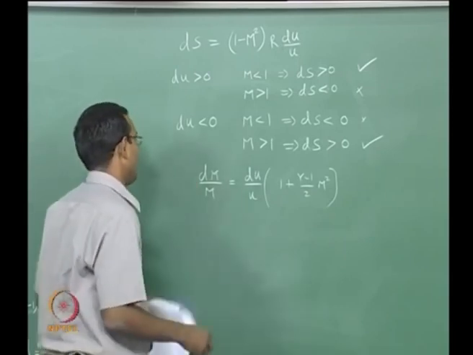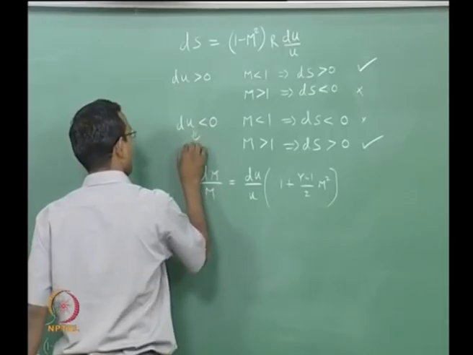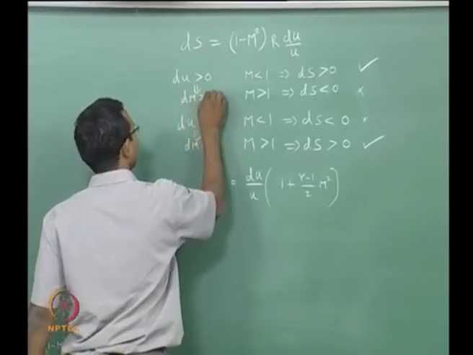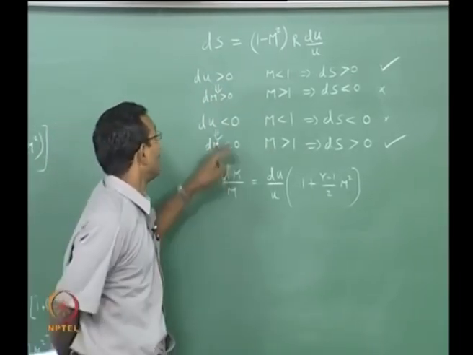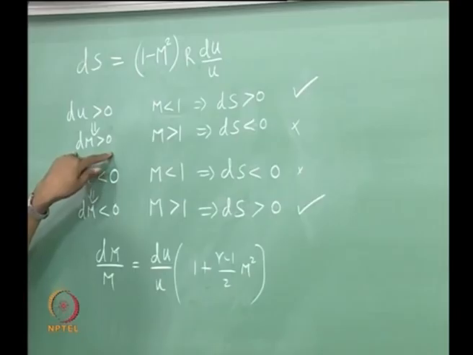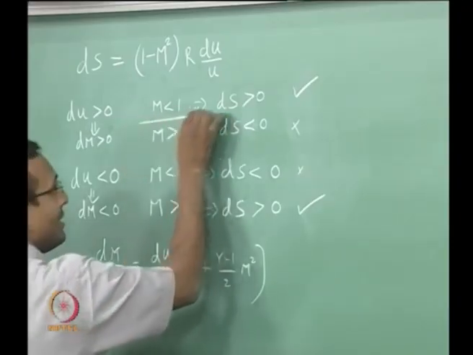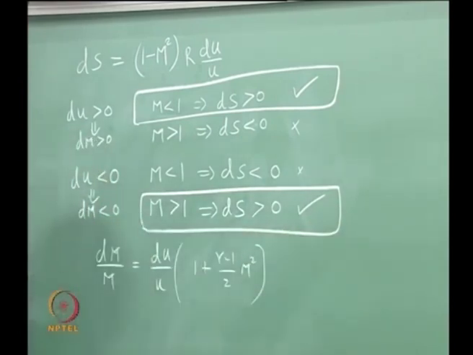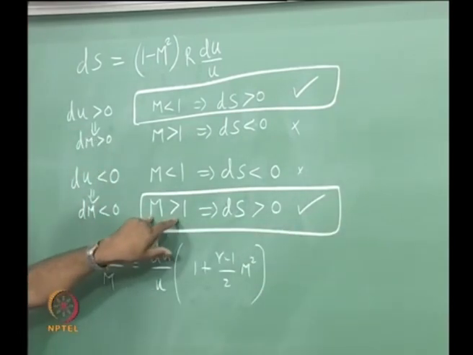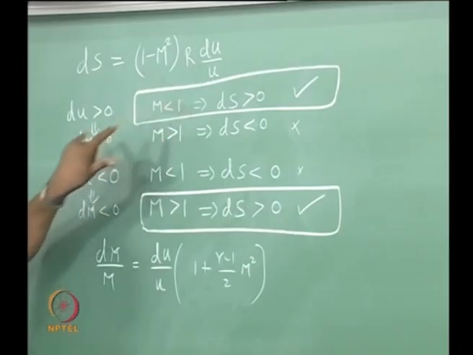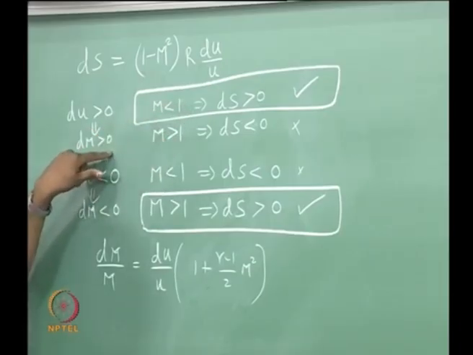Now I will tell this also means that dM less than 0, this means that dM greater than 0. That is, if I see that my Mach number is less than 1, it can only increase Mach number. I will just underline the cases which are possible in nature, only these two are possible in nature. If Mach number is greater than 1, it can only decrease. If Mach number is less than 1, dM is greater than 0, it can only increase.